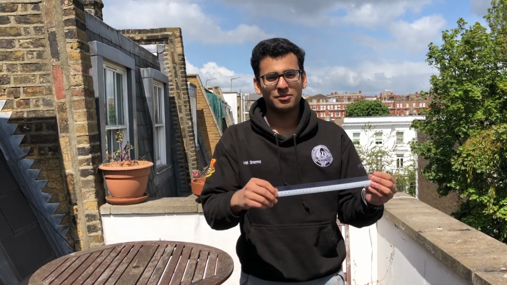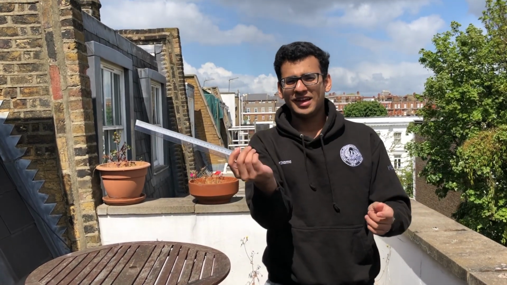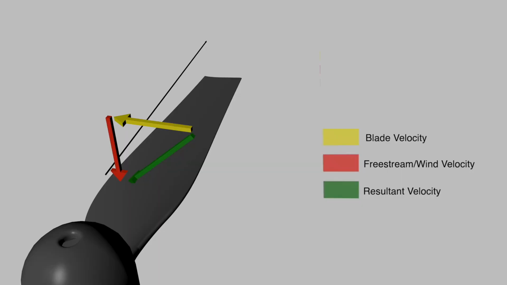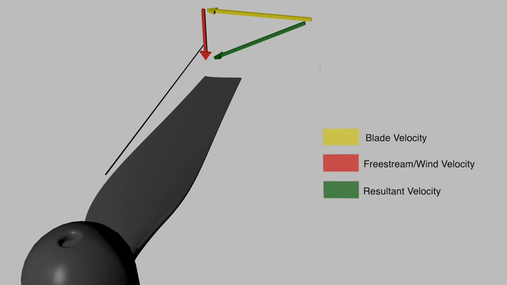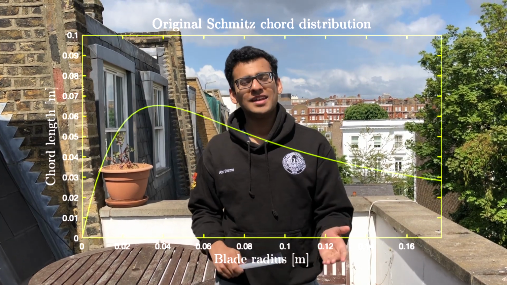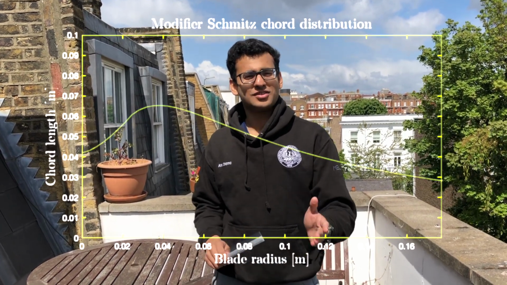Imagine this ruler is a turbine. When I rotate it, the area around this part of the ruler moves a much greater distance than this part of the ruler. This means that the resultant velocity and incidence of the flow changes along the length of the blade. To keep circulation constant, the chord and twist of the blade must vary along the length. Thus, we use the Schmidt chord distribution and modified it near the root of the turbine for structural reasons.